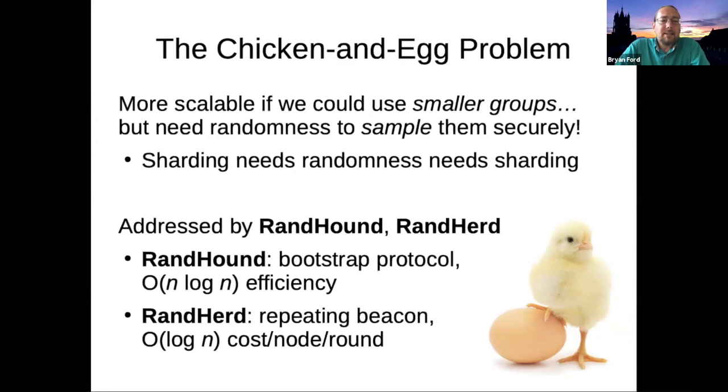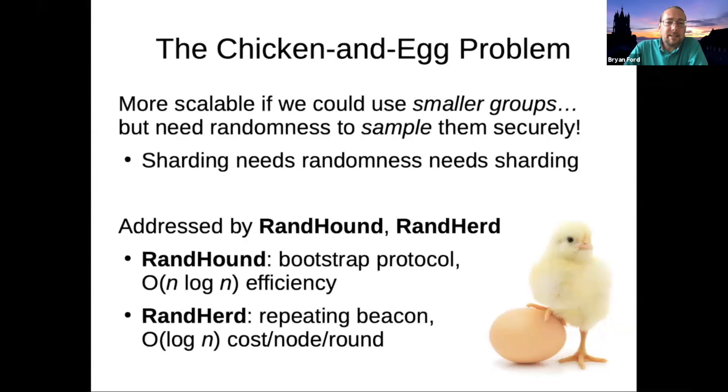And so RandHound and RandHerd are basically trying to scale distributed threshold randomness to very large scales. But this is hard, partly because we want to use sharding, but we run into a chicken and egg problem. We know that if we can break one giant secret sharing group into many smaller ones, we can definitely make secret sharing scale better. But to do that breaking up or picking the groups, we need public randomness, to make it secure and unbiasable. But to get that randomness, we need this protocol, and we don't have it yet, right? So it's a real chicken and egg problem.